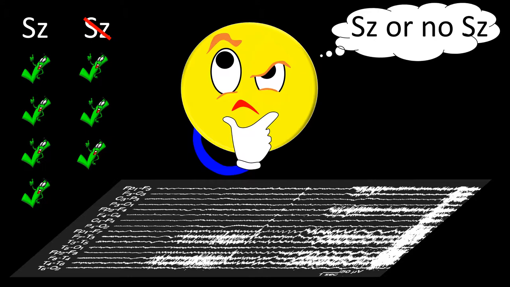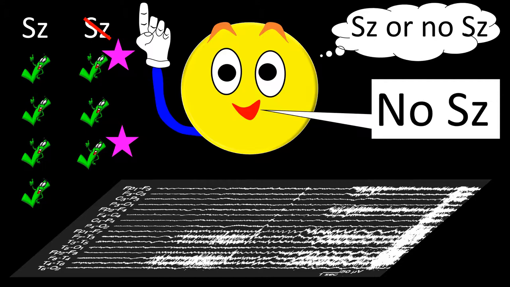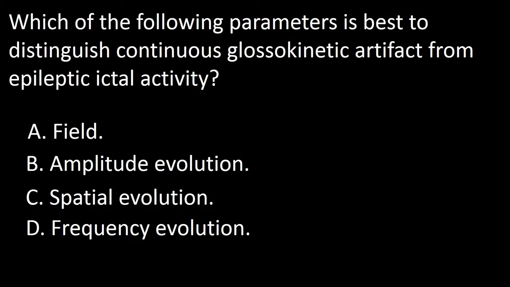This is because some parameters are more reliable indicators of the nature of an EEG activity than others, and as a whole, field and clinical observation are by far more reliable, in my opinion, when we're faced with the possibility of a glossokinetic artifact or a seizure. So this EPOC, despite that numerically there are more check marks in the seizure column than in the no seizure column, we do not label it as a seizure because the relative value of the field distribution and observation in this case outweighs other parameters. So the answer to this question is A.